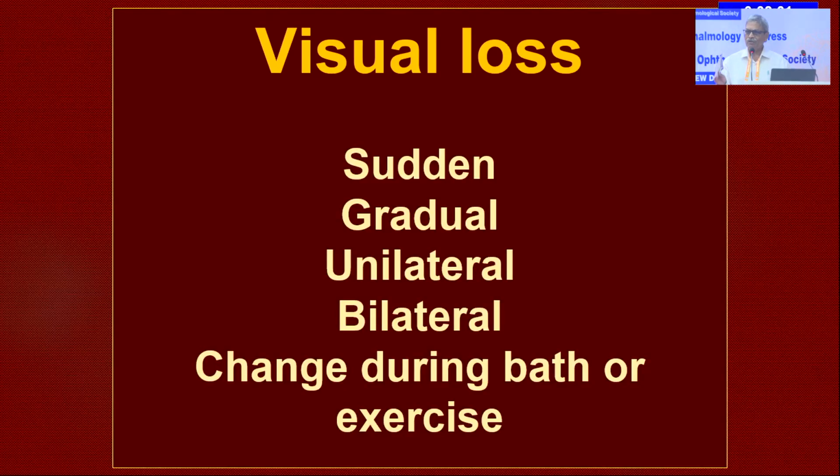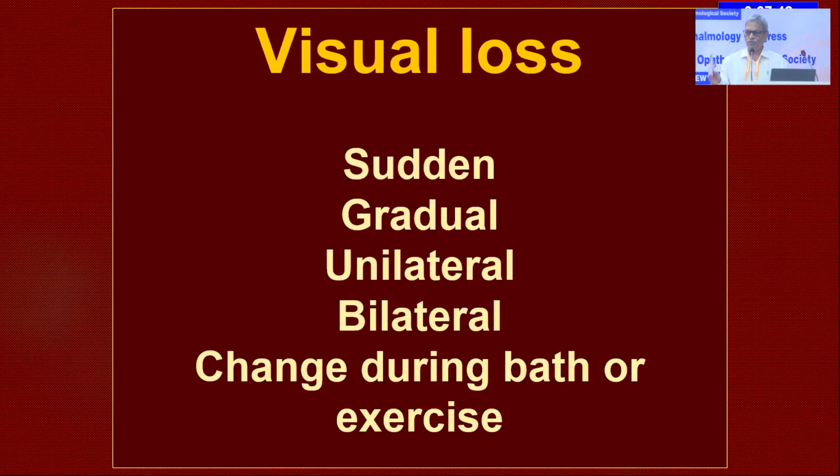But most important, sudden means what? What do you think about sudden vision loss? Mostly ischemic problems. Something blocked is there. Suppose gradual is there, maybe something like corneal problems. Like that you can think. You understand now? Even cataract can give a gradual loss of vision. So unilateral and bilateral, most important problem.